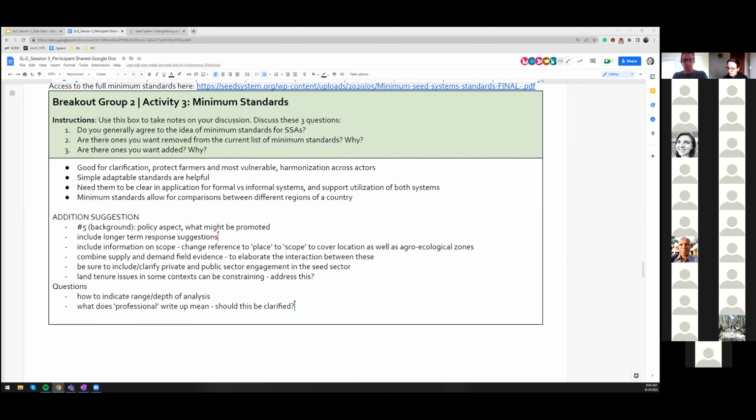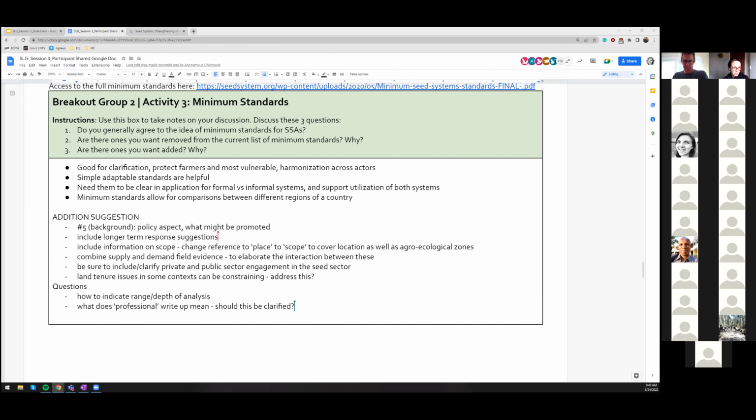We also want to think about linking or combining some of this field evidence from supply and demand to make sure there's an opportunity to elaborate the interaction between them, because it's always dynamic. They're not static necessarily. And perhaps adding a reference to clarify that it's good to identify both the private and public sector engagement. Note if land tenure issues are a factor, because sometimes this can be constraining.